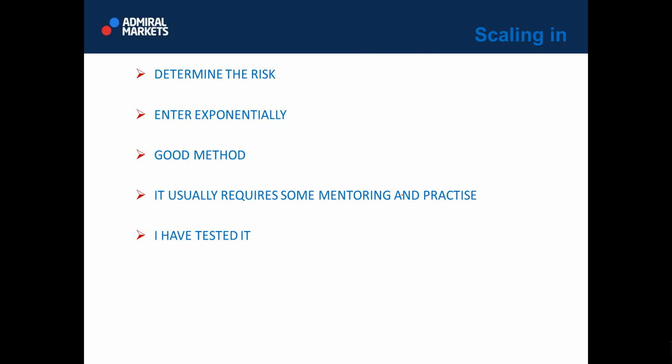You need to have a good method. Proper scaling in requires a good method, and that means you cannot scale in with every system out there. Your mentors or those who have sold you a system need to tell you whether it allows scaling in or not and how to do it, okay? It will usually require some mentoring and practice, because it's not easy also for your mindset. It's not easy to develop that mindset to tell yourself, okay, I won't enter with a full risk, I will enter exponentially. It's a little bit different way of trading.